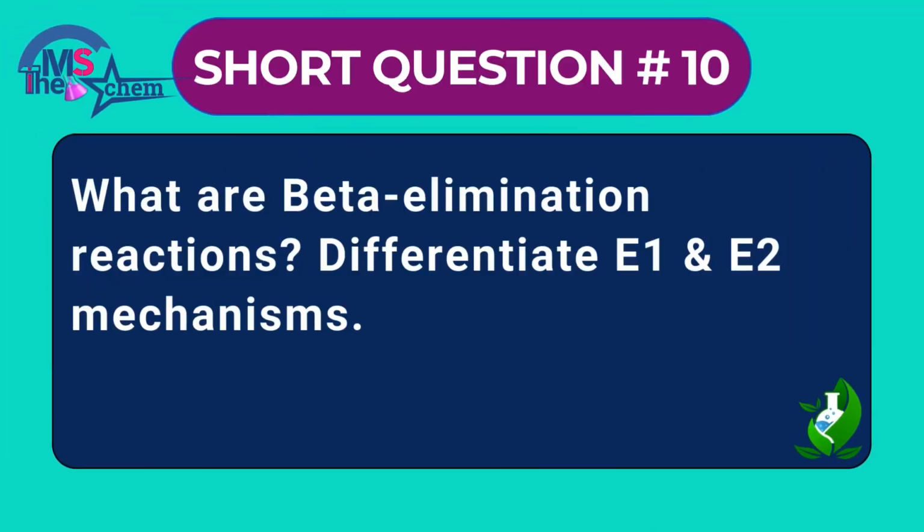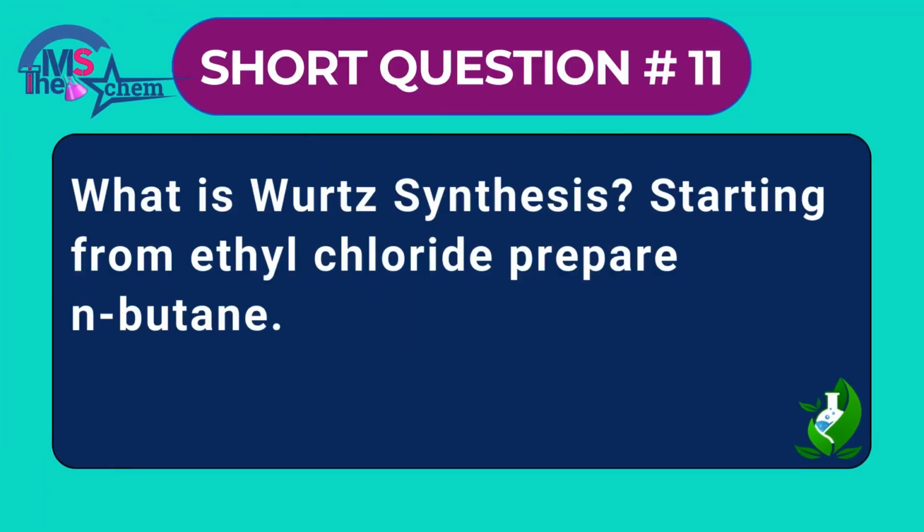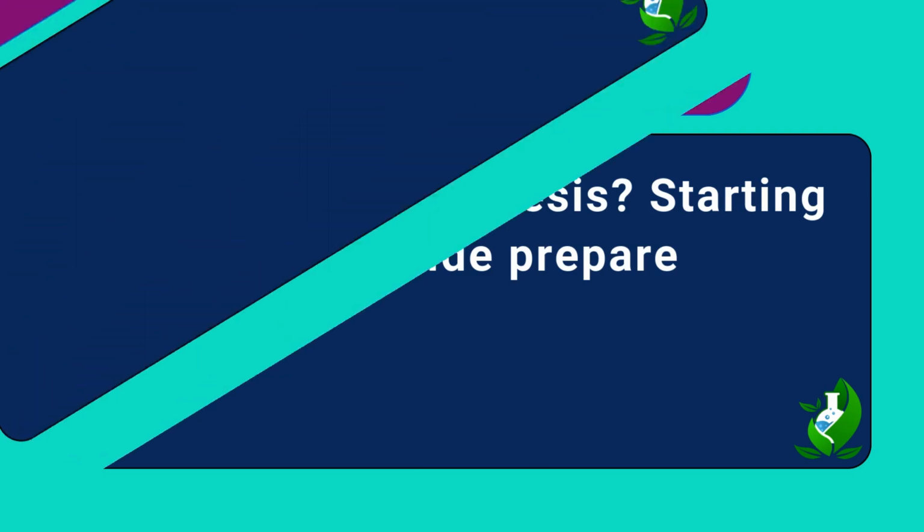Question 10, what are beta elimination reactions? Differentiate E1 and E2 elimination mechanisms. And question 11 is what is Wurtz's synthesis? Starting from ethyl chloride, prepare N-butane.